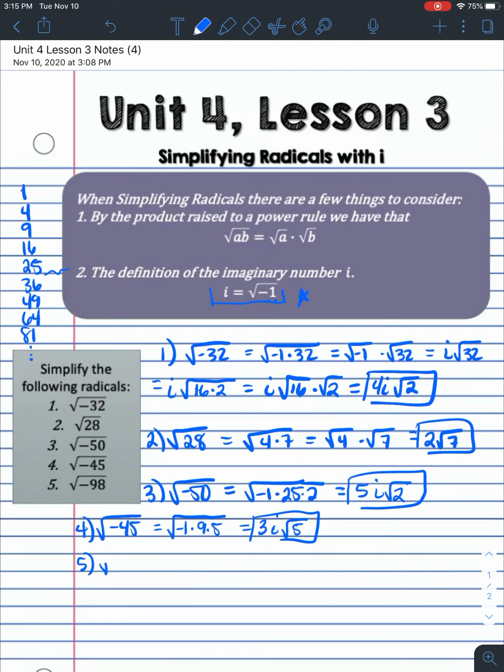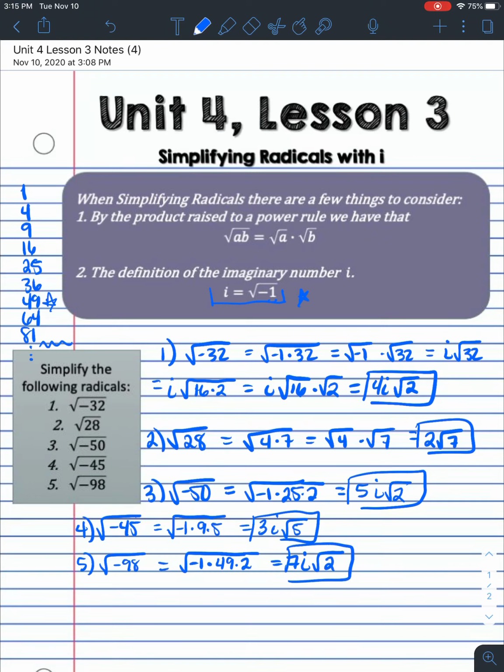Then we have number 5, square root of negative 98. Again, I can come up here. 98 is going to be right here between 81 and 100. Well, 81 doesn't go into 98. 64 doesn't go into 98, but 49 does. So I'm going to separate this. I have negative 1 times 49 times 2. And negative 1 becomes i. The square root of 49 becomes 7. And I'm just left with a 2 underneath my radical.